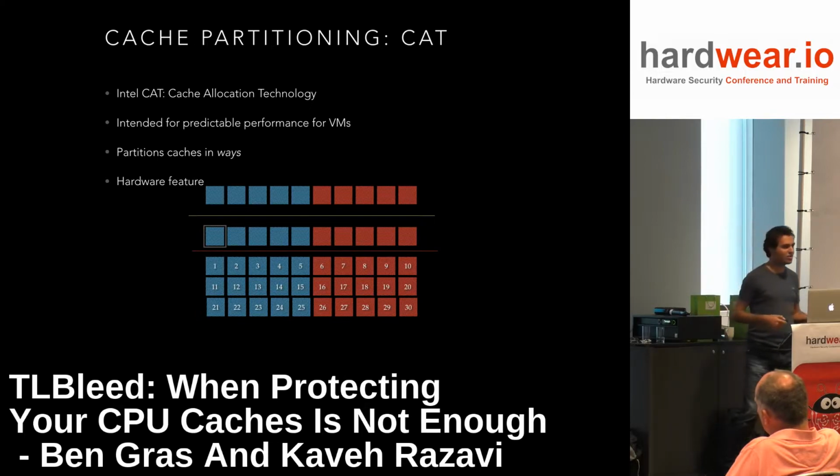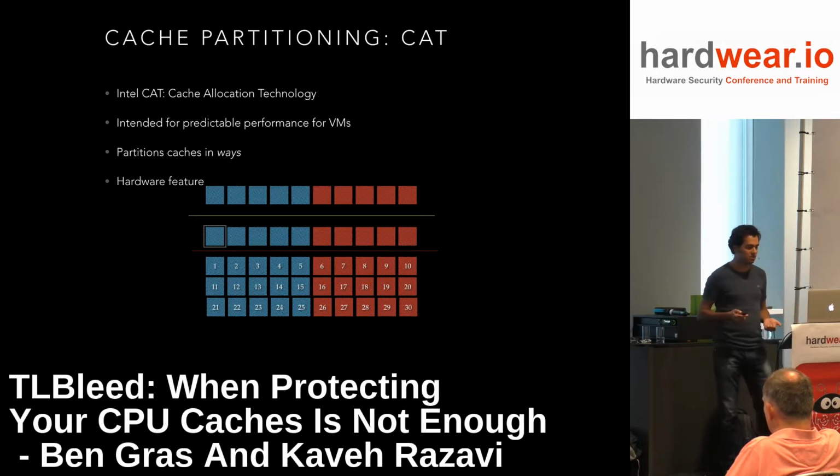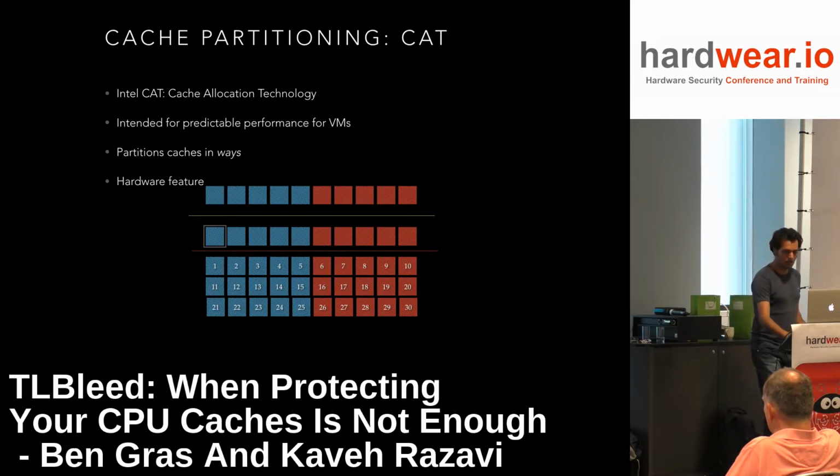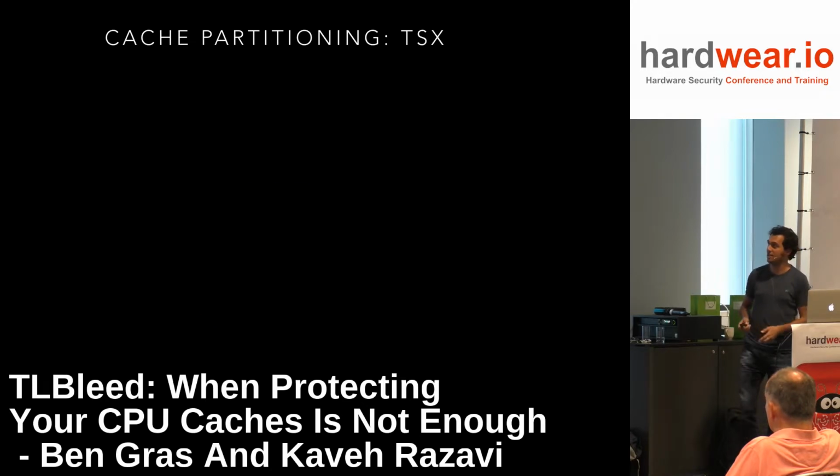The other thing is that the number of these ways in your system is limited, right? It's like 12 or 16, so it means that you could only have 12 security contexts in your system. This may also be a limitation that you may not want. So people have realized this, and they have come up with a second technology that is called TSX.